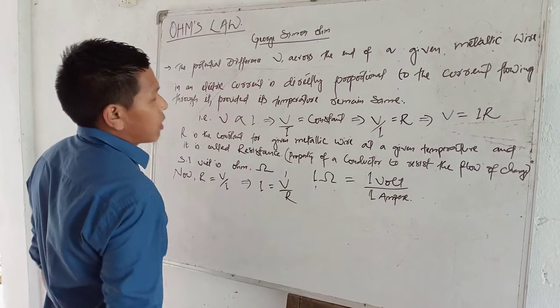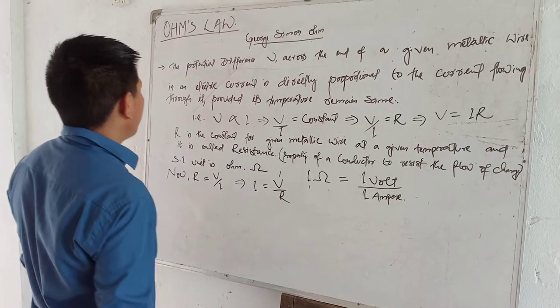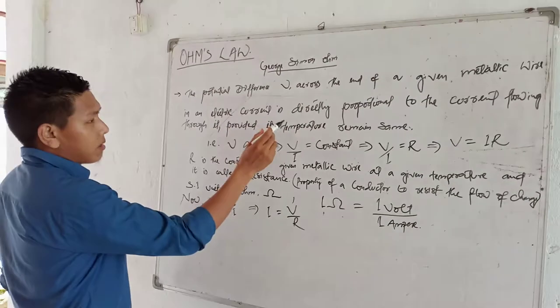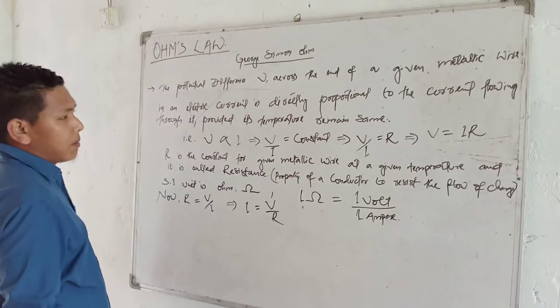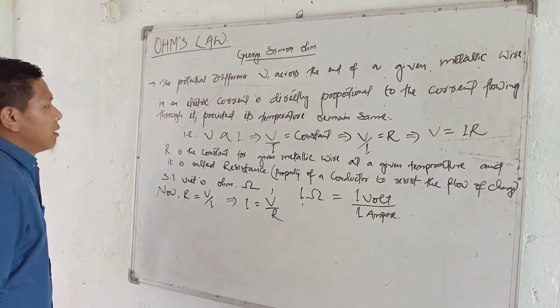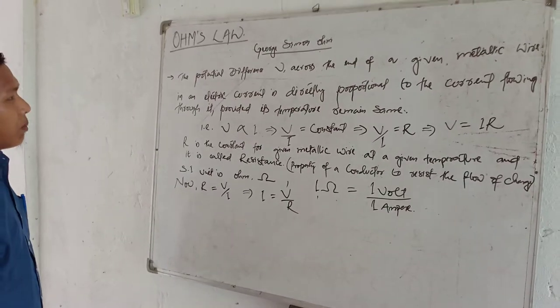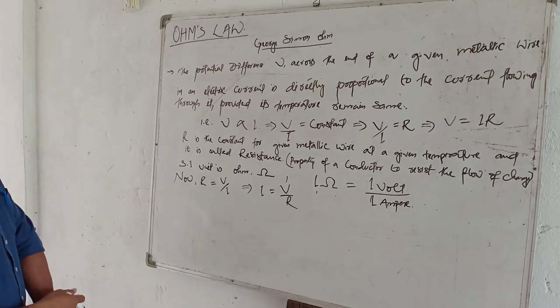The potential difference V across the ends of a given metallic wire in an electric circuit is directly proportional to the current flowing through it, provided its temperature remains the same.